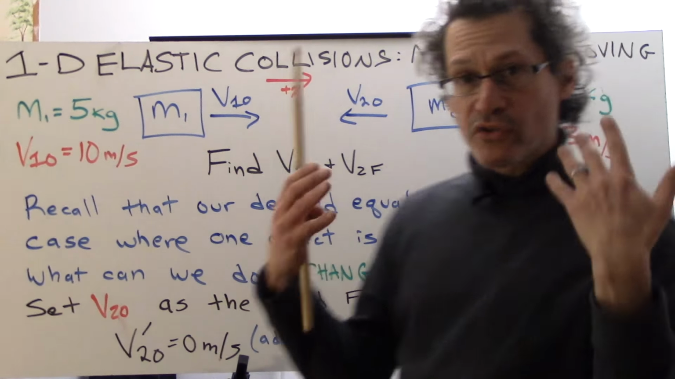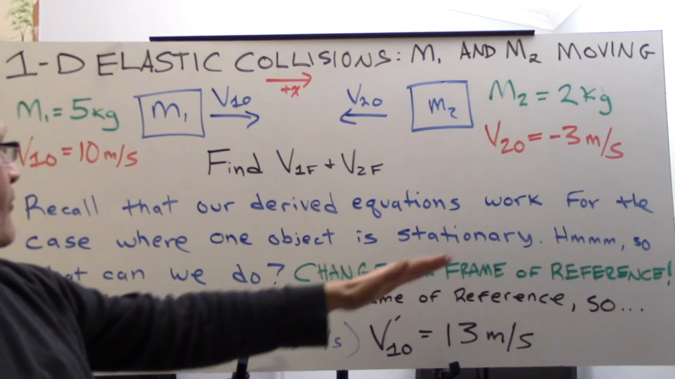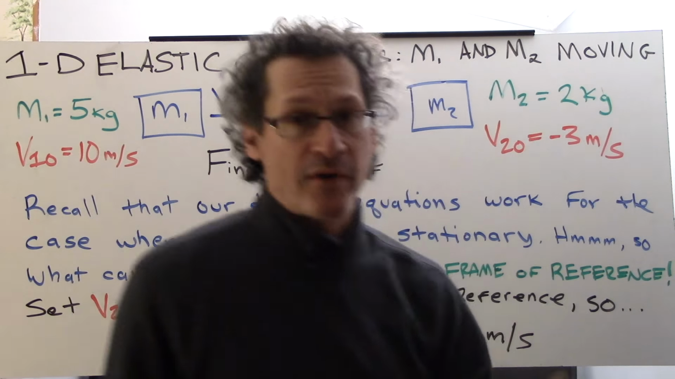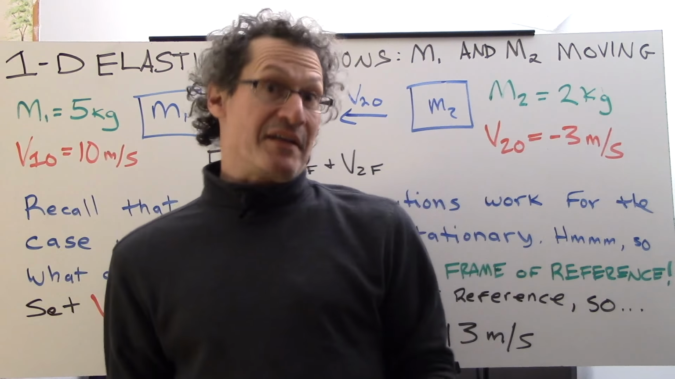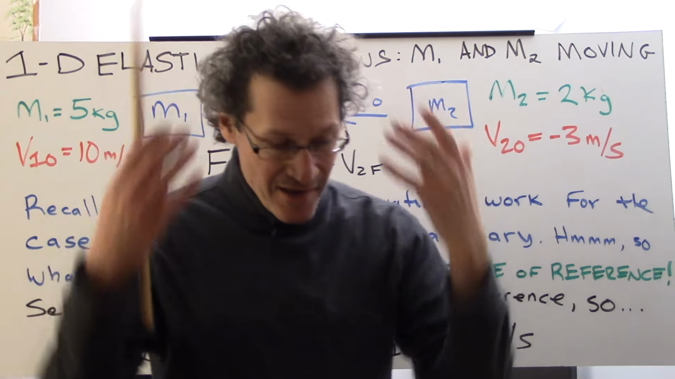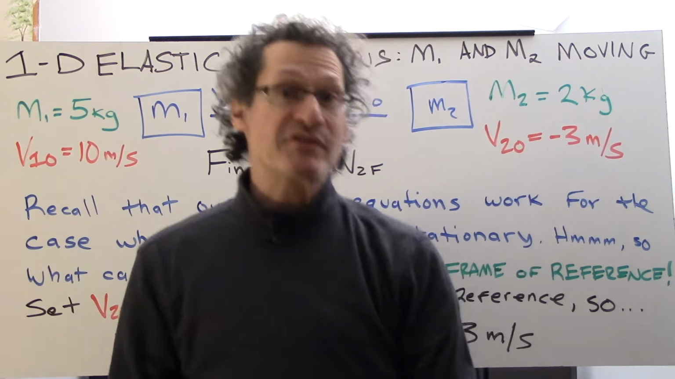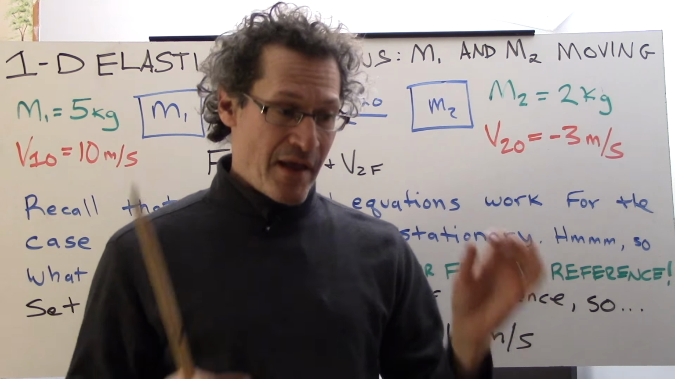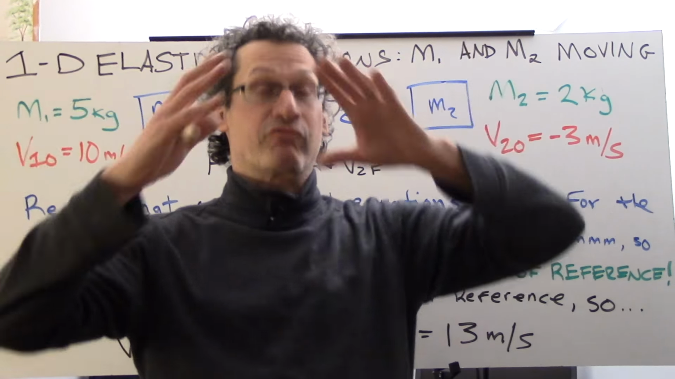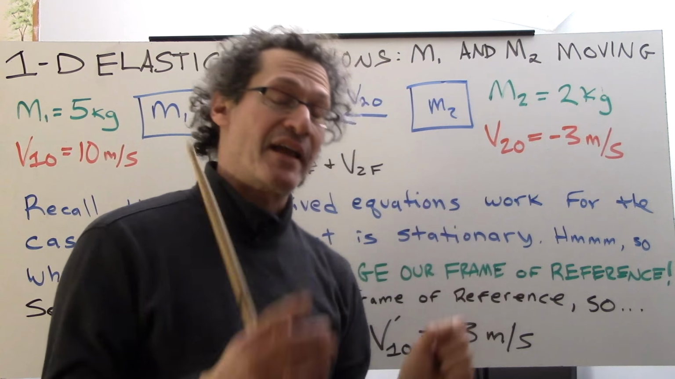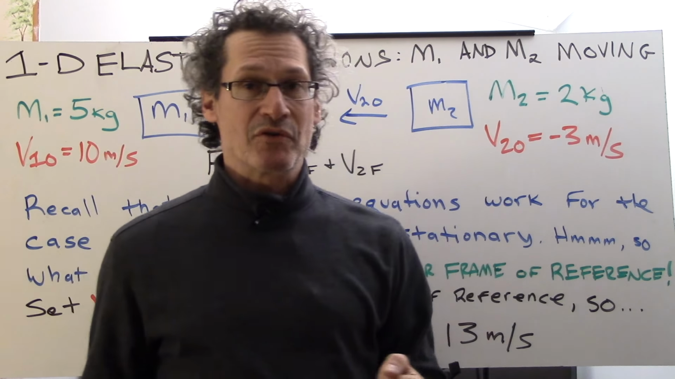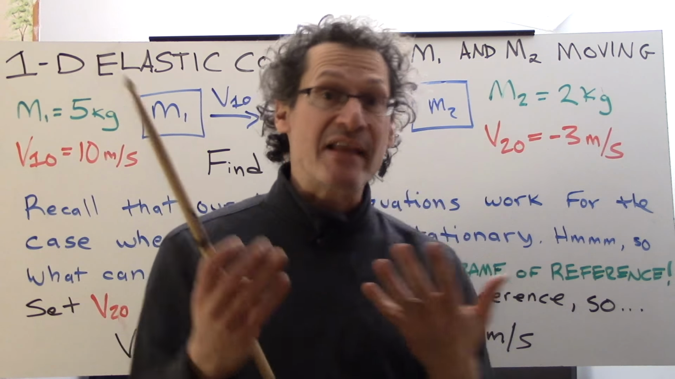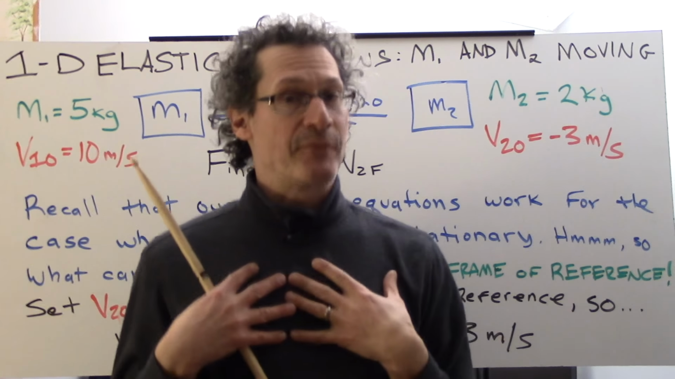Let's recall that our derived equations work for the cases where the object is stationary. So what can we do? We could either rederive those equations for the more complex case and do even crazier algebra, and come up with some kind of a grander version that handles the case where both the objects are in motion. That's really difficult. I don't suggest doing that right now. We could instead utilize stuff we already know.